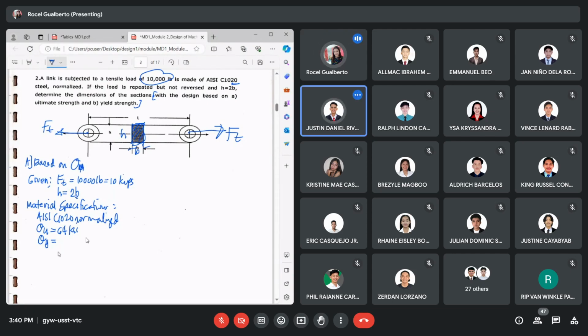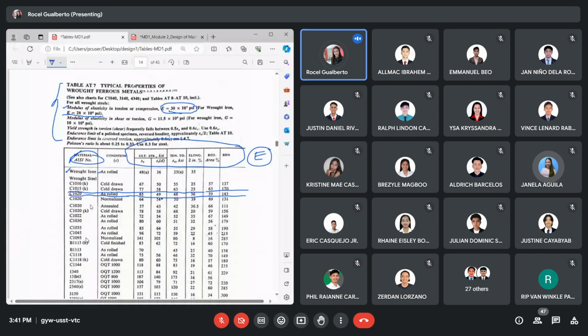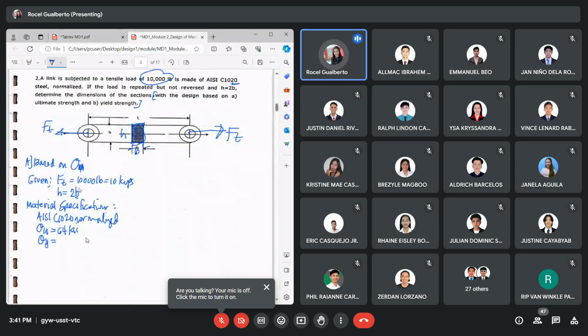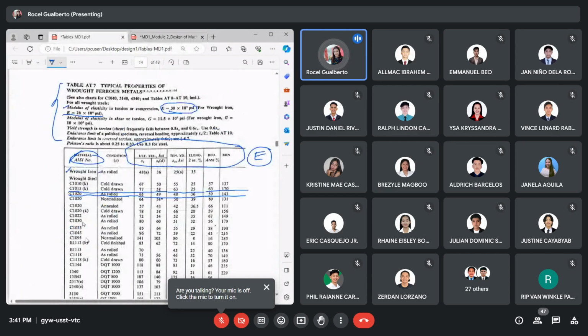54. Opo. The others, kindly check. 50 po. 50 po. Okay, ito po yun. Tingnan po natin sa 87. Then, ano nga ba yun? We have 1020 normalized. So, ito po yun. So, the value would be sigma U is 64 and your sigma Y is 50.